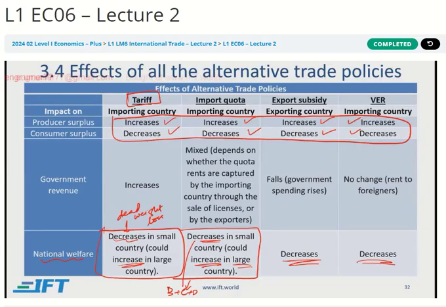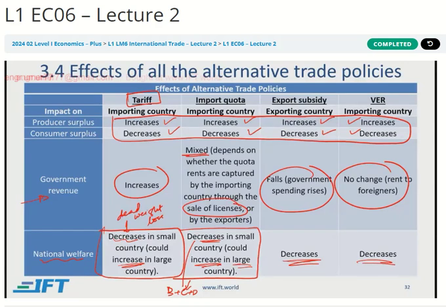Now coming to the government revenue, in the case of a tariff, of course, it goes up. In the case of a subsidy, it goes down. No brainer over there. In the case of a voluntary export restraint, there is no change, because the local government is not doing anything. The only confusion over here could be in the import quota, and that depends. If you are generating some money through the sale of licenses of those import quotas, then you could be generating some revenue. There could be some increase in revenue, otherwise not.